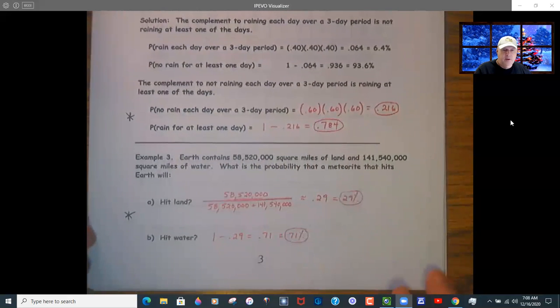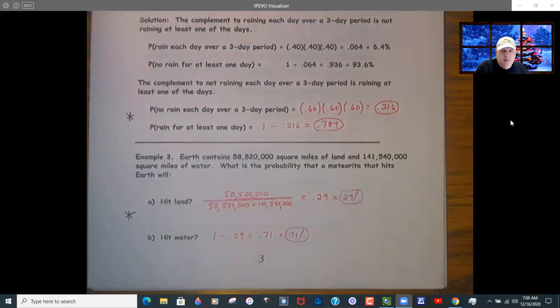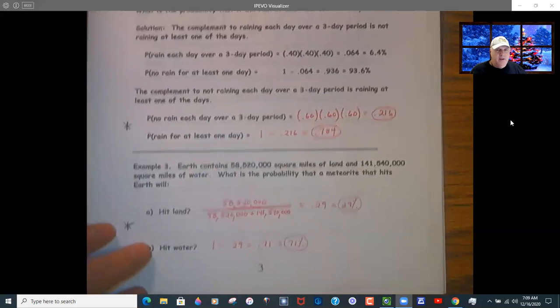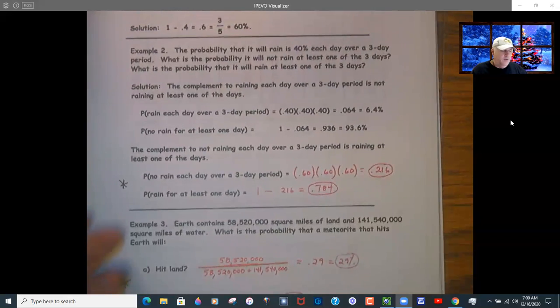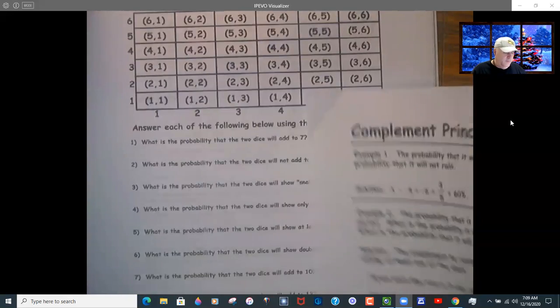And so here's another good complement problem. Probability that this asteroid, God forbid, will hit land. So the land square miles over the total. And then the probability that we'll hit water, you do 1 minus that, 0.29. So I think this is very good stuff for the SAT in studying this. I've seen questions on this.